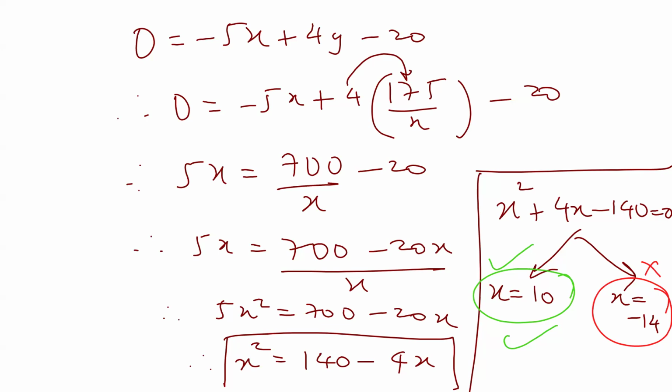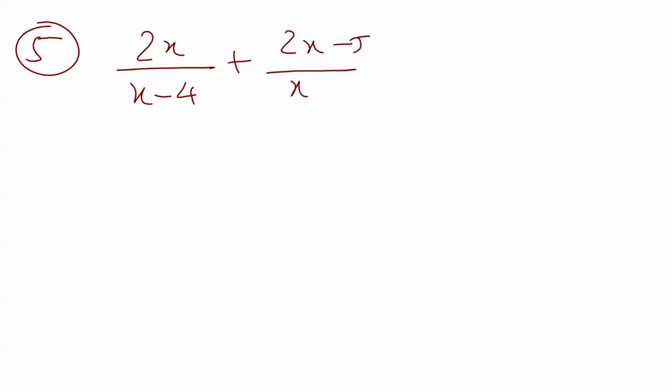Let us go to the next problem. That is question number 5. 2x upon x minus 4 plus 2x minus 5 upon x minus 3 equal to 8 1/3. So it's a mixed fraction. I'll just write 25 by 3. 8 1/3 is 25 by 3.